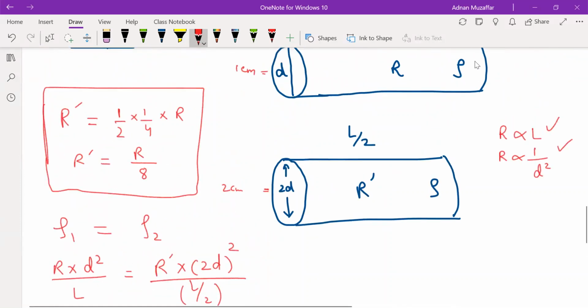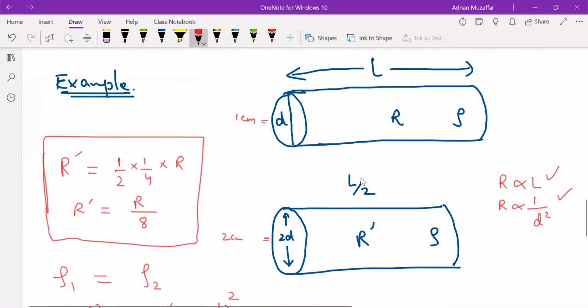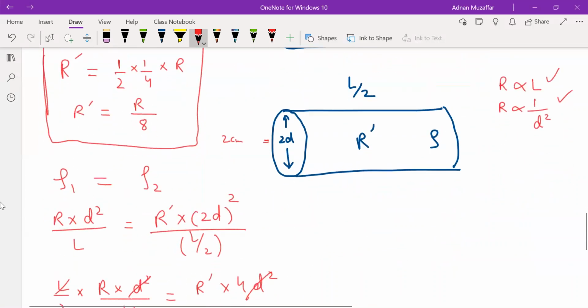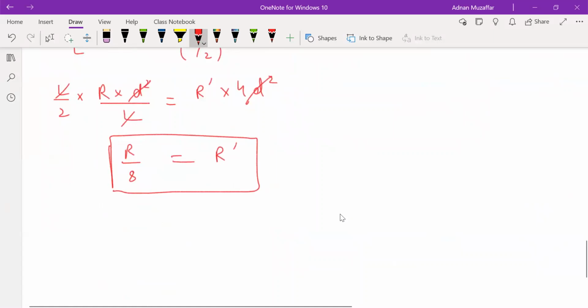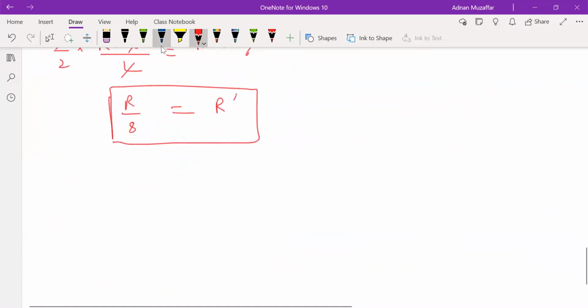Sometimes they give different resistivities just to confuse you, and they say that they have the same length. So then you will equate the lengths. Should I do that example? Yes, sir. Yes. I think we should do that.